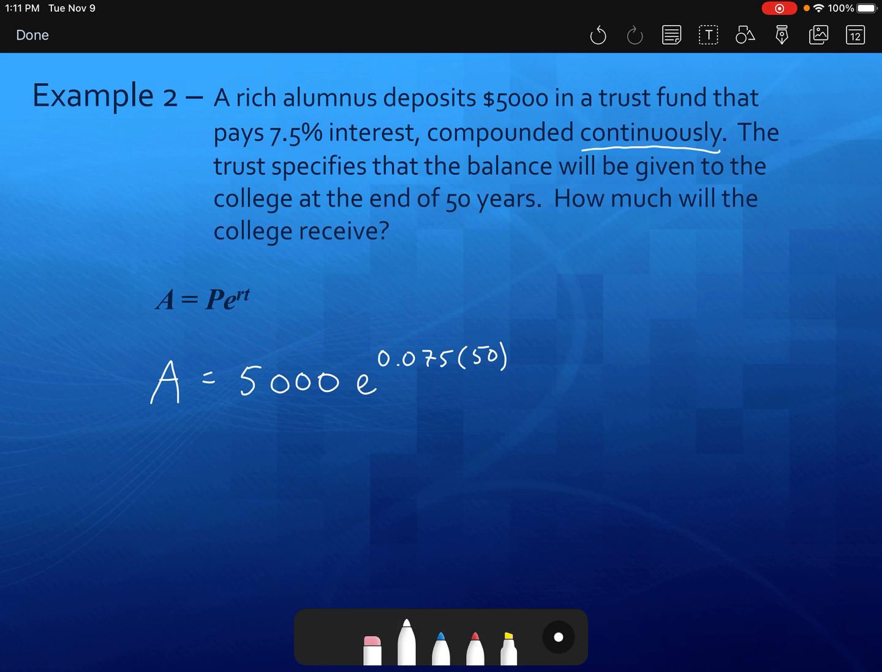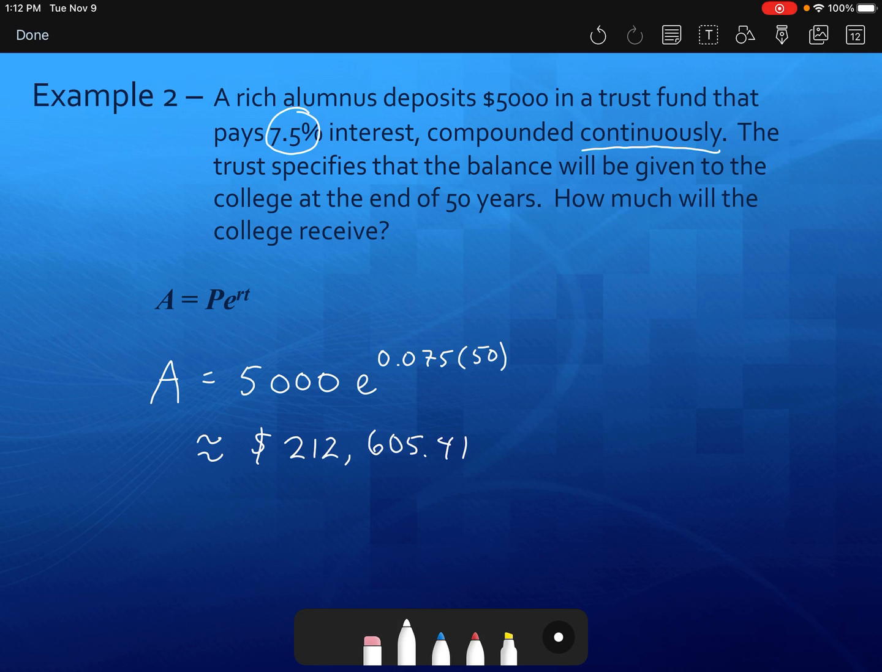And you will literally then just take your calculator and type it in. So a $5,000 investment at 7.5% interest over 50 years, I think you'll be shocked to see how much that money grew to. Did you get $212,605.41? That's the power of percent.